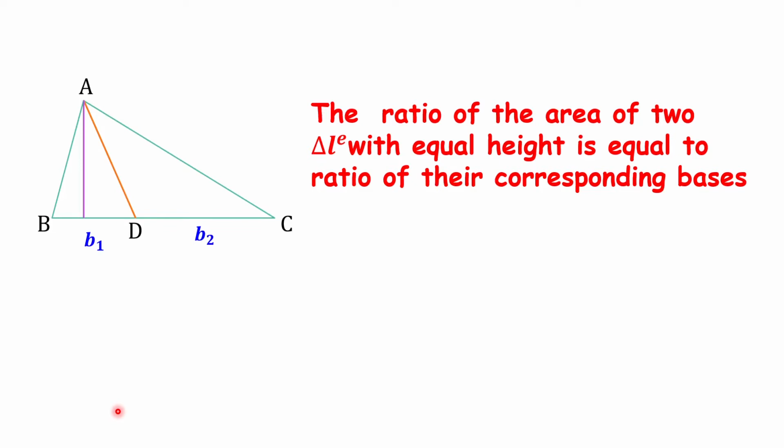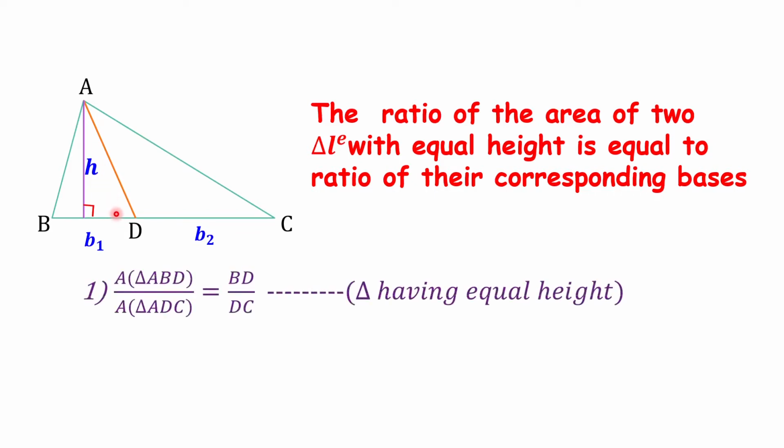We draw an altitude from the vertex A to the side BC. Therefore this is the height of triangle ABD. Also this is the height of triangle ADC. Therefore that means these two triangles have the same height. Therefore area of triangle ABD upon area of triangle ADC is equal to base BD upon base DC, because these two triangles have equal height. That means area of triangle ABD upon area of triangle ADC is equal to B1 upon B2.